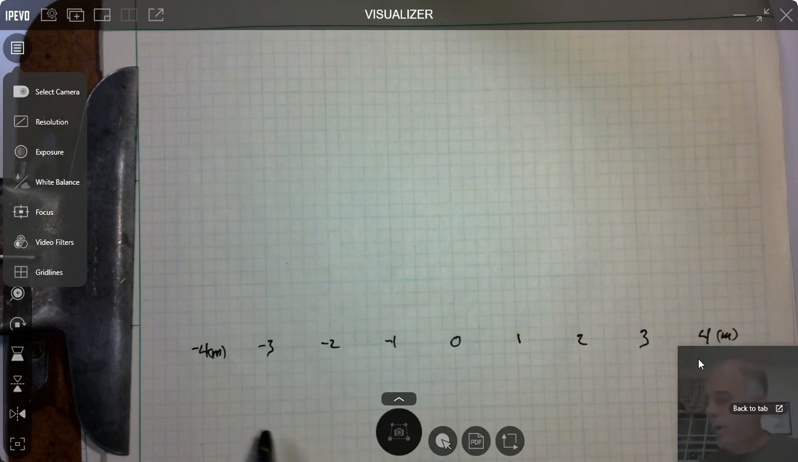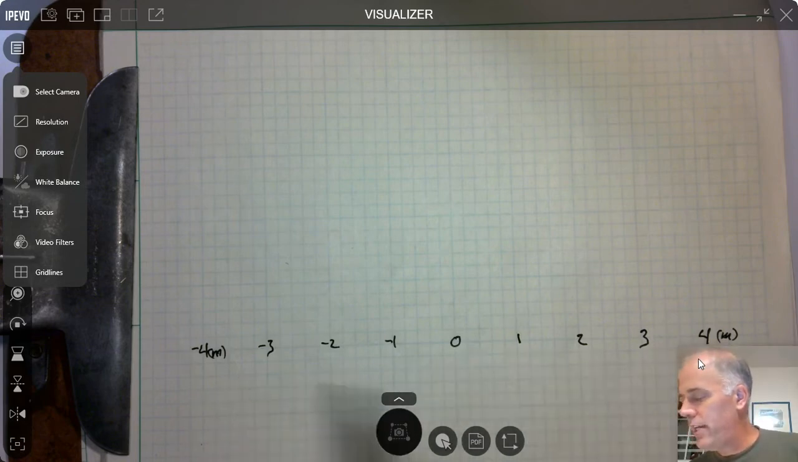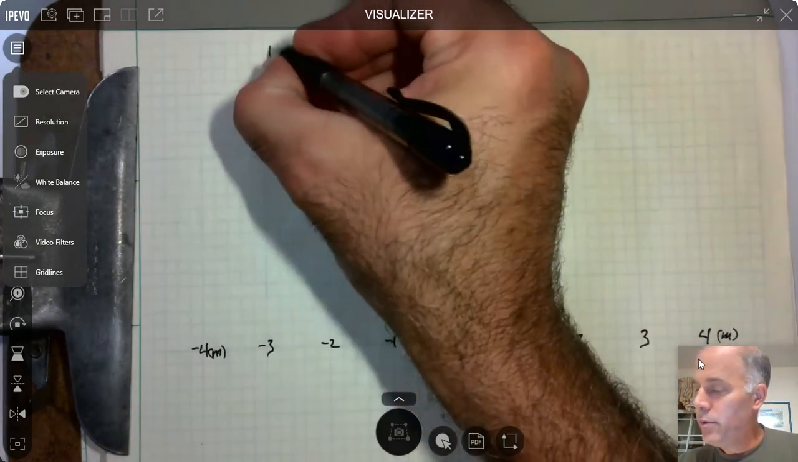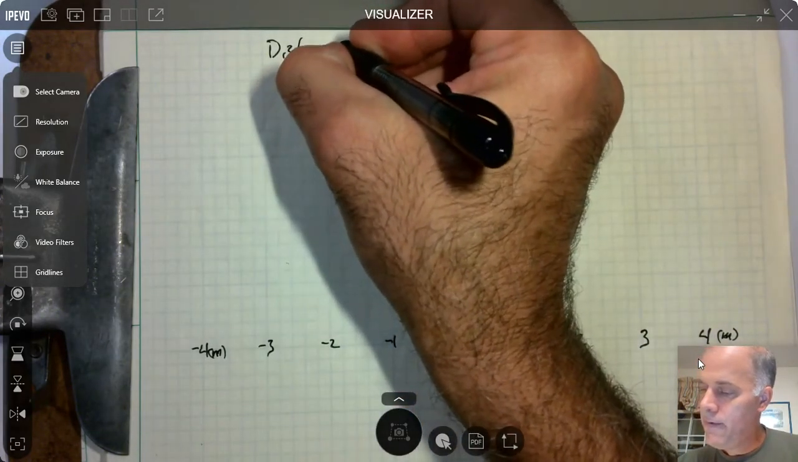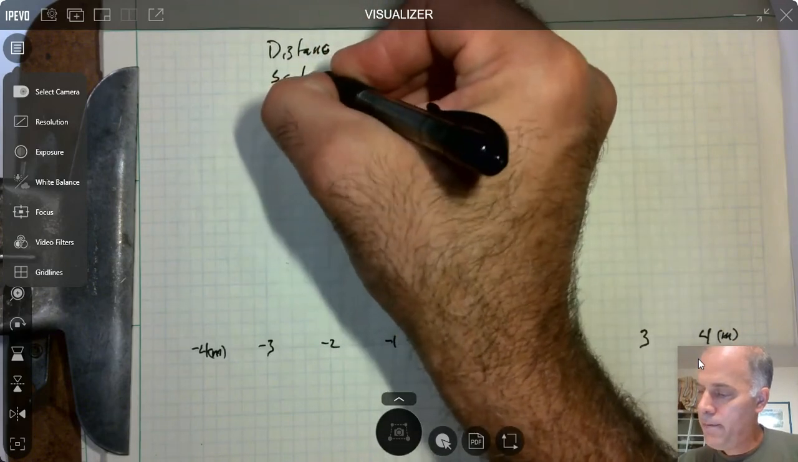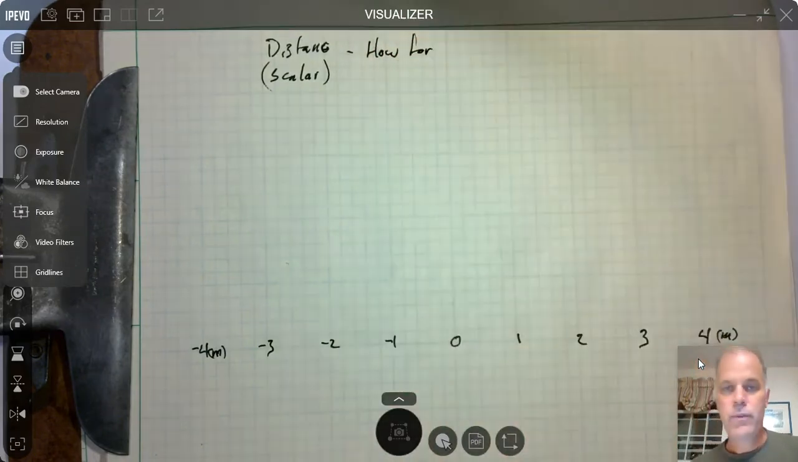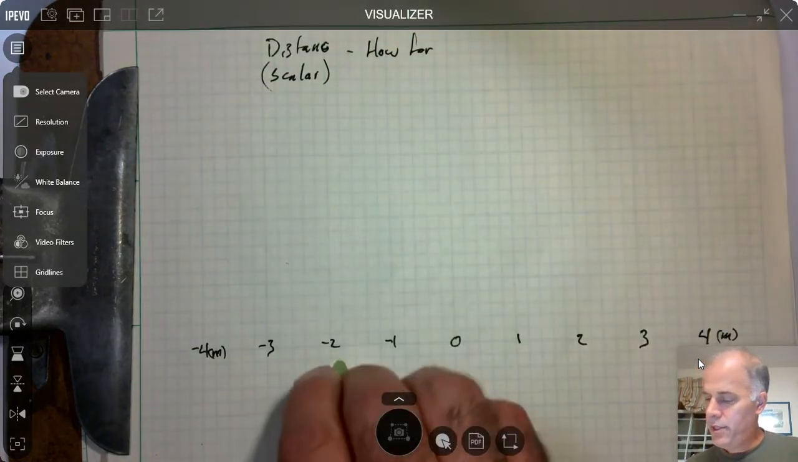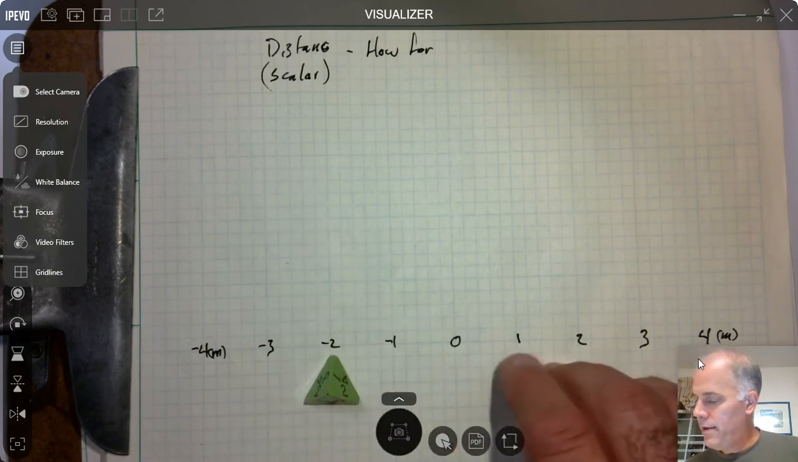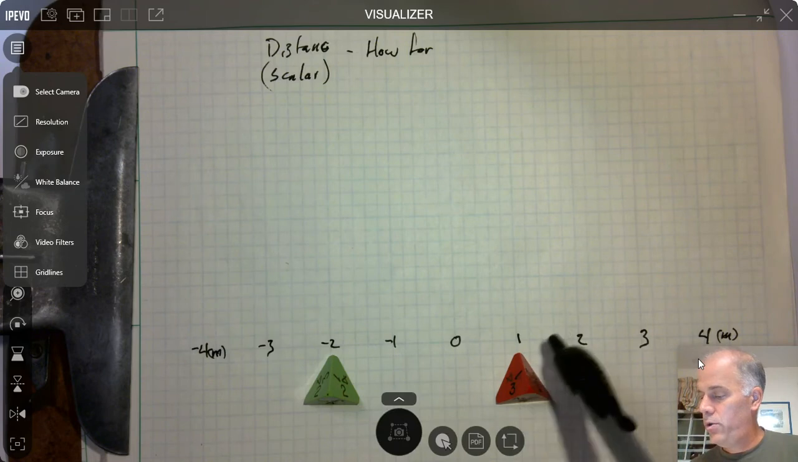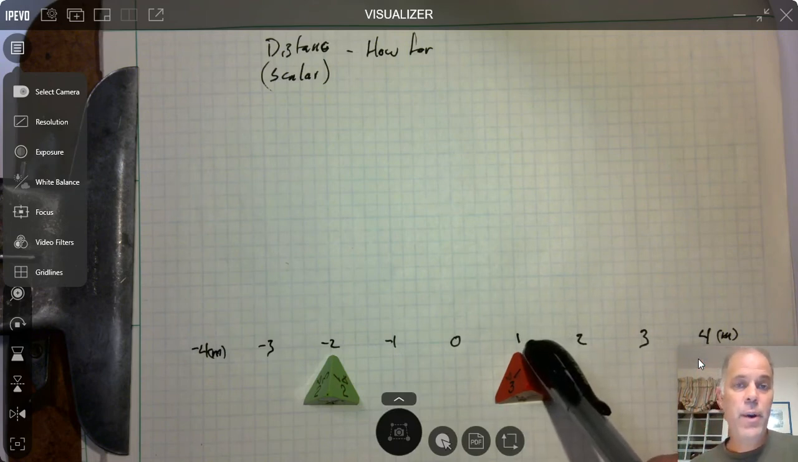Very nice. Okay, so we have a scale here to keep track of our motion. And first off, distance: all we care is how far we went. So distance, that is the scalar quantity, is how far. If we start at this position and end at this position, how far did we go? The way we figure it out is we just count. It's very simple. We started here, so we went 1, 2, 3. And that's how far we went, 3.